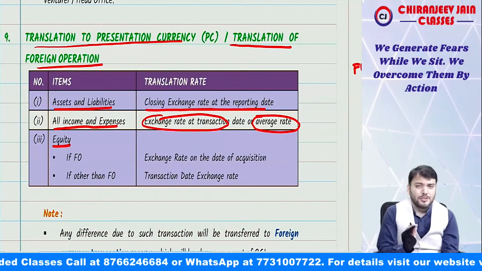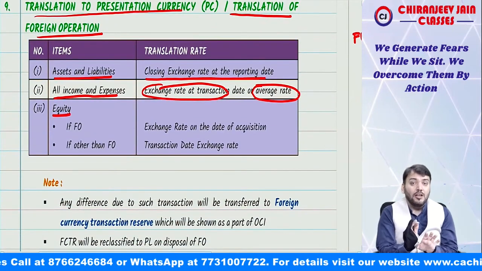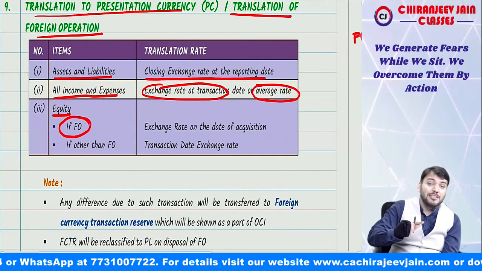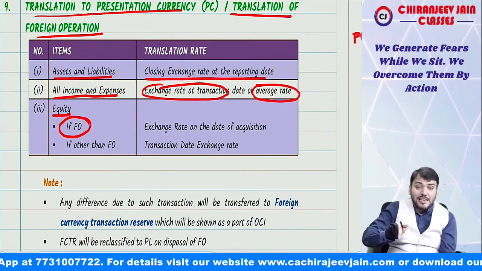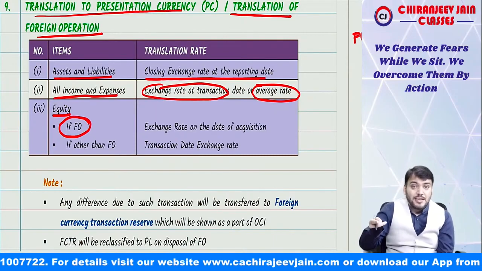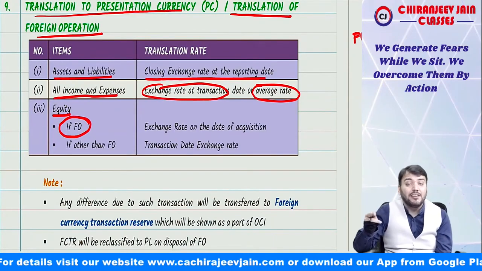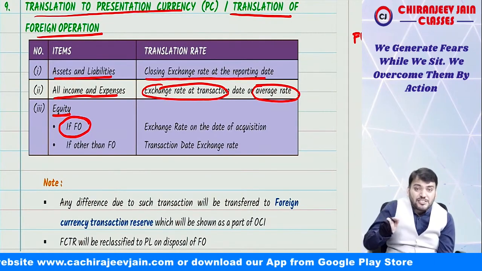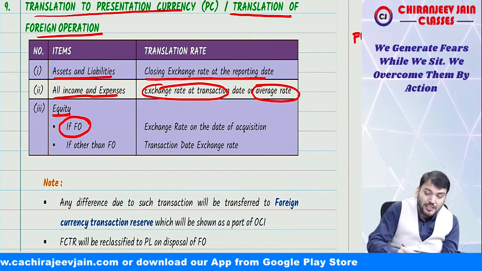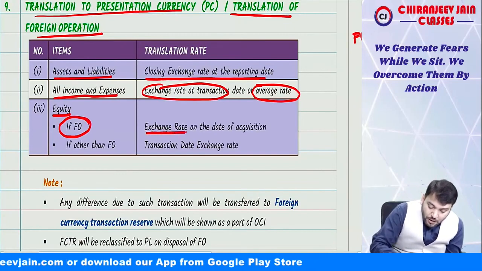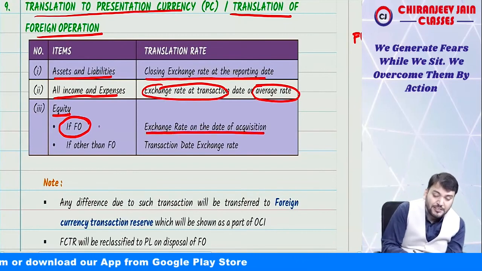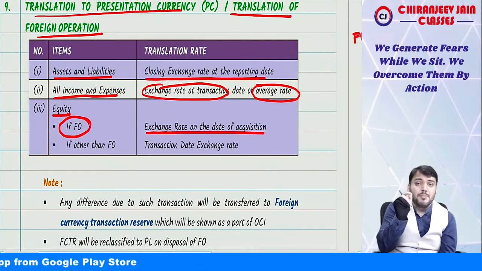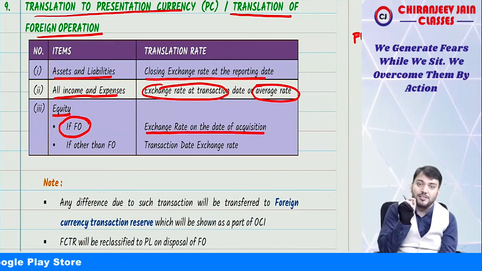For equity, you need to be a little clear. Now, if it is a foreign operation, equity means equity share capital and retained earning on the date of acquisition. That will be translated by using the exchange rate on the date of acquisition. So if foreign operation, equity on the date of acquisition will be translated by using the exchange rate on the date of acquisition. Correct? Yes, sir.